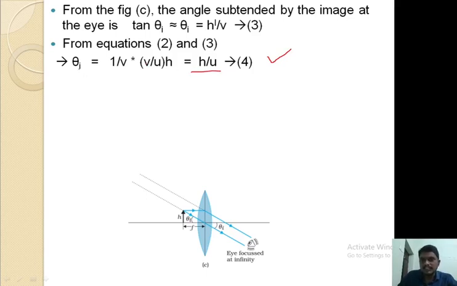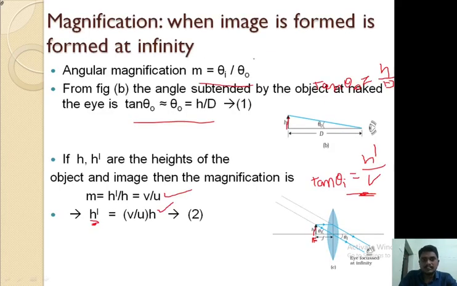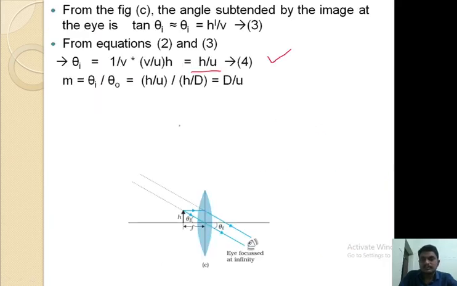So we will get theta I, the angle subtended by the image at the eye, now is h by u. Okay, it is in the presence of the lens. Theta naught is in the absence of the lens. And what is the angular magnification produced by the lens? It is theta I by theta naught, which by simplifying you will get d by u.